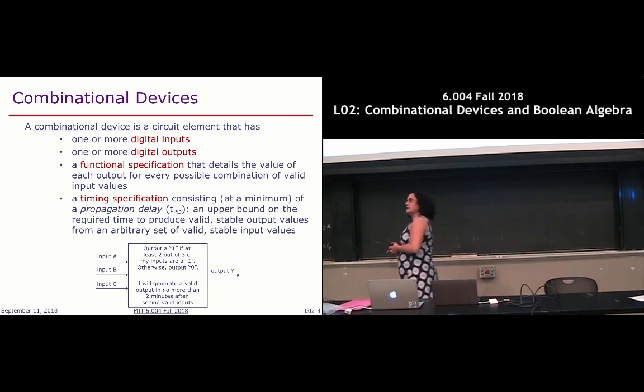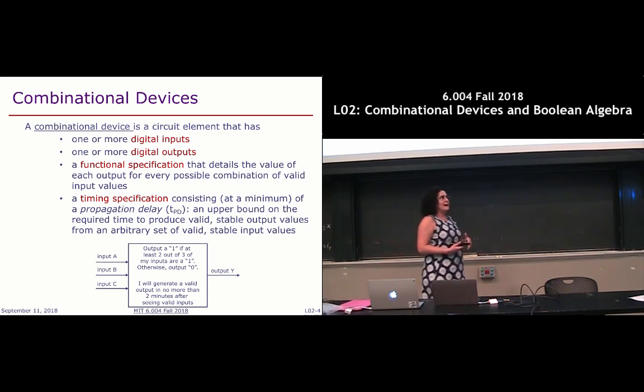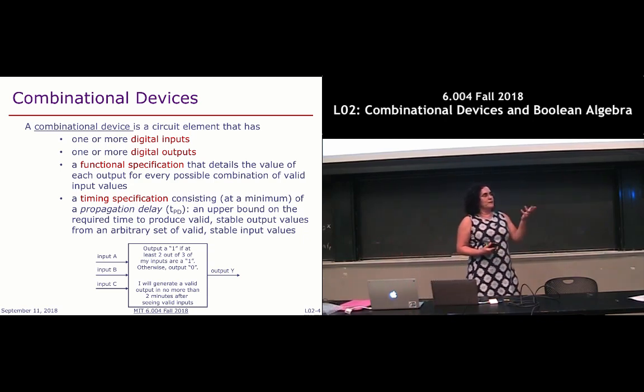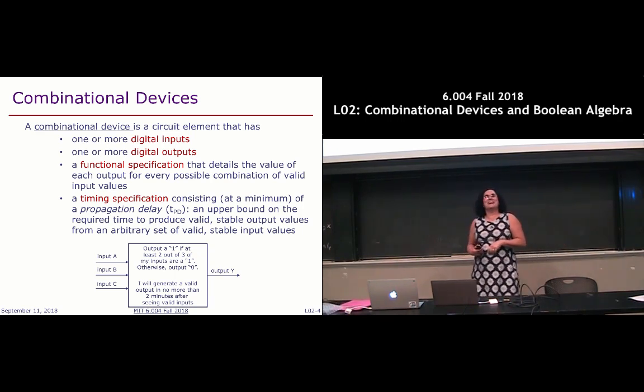Okay, so today we're going to move on to combinational devices. So what are combinational devices? Well, it's basically taking this basic device that we talked about and having, first of all, one or more digital inputs, which will follow the specification of the digital abstraction that we learned about last time. Did you have a question? Oh, sorry. You can have one or more outputs.